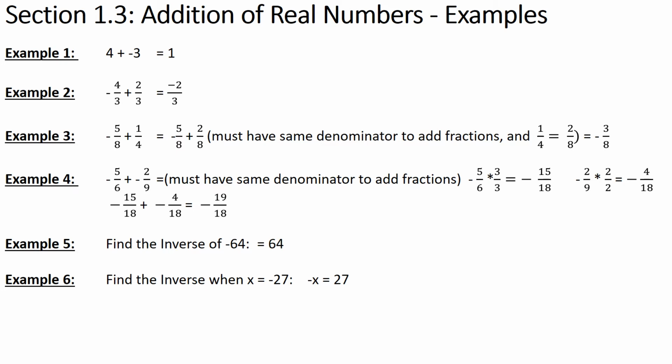Both 6 and 9 go into 18. And on here, negative 5/6, I'm going to multiply times 3 over 3, because 3 over 3 is the same as 1. But that's going to give me an 18 in the denominator.